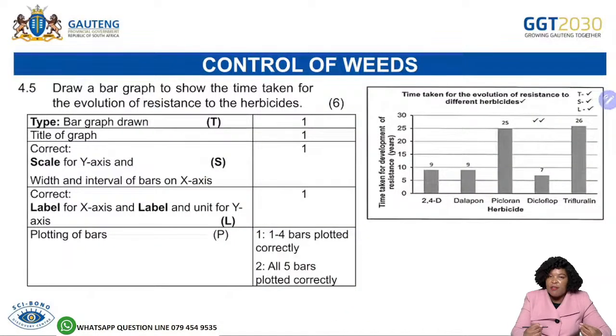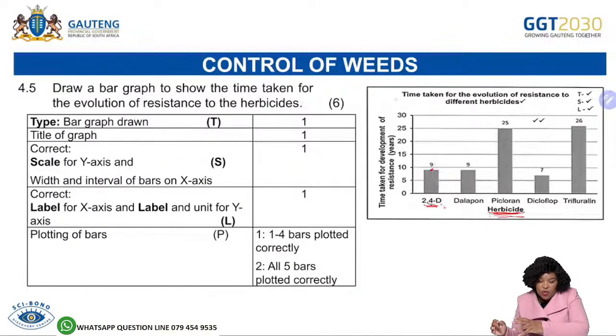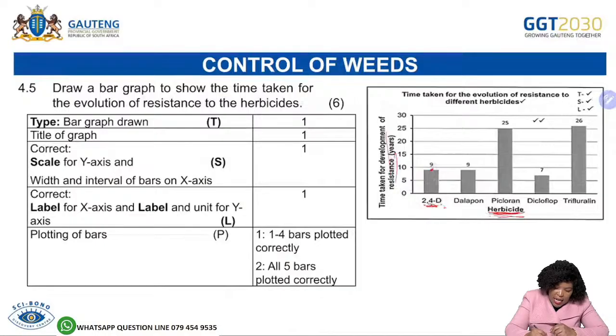So if you are asked to draw a graph on those results, to say, draw a bar graph to show the time taken for the evolution of resistance. Now, it took 9 years for the weeds to be resistant to the 2,4-D. So what are you going to put on your independent variable? Independent variable comes on the bottom or on the x-axis, which is your herbicide, and then on your y-axis it is the time taken, how long it is, dependent on the herbicide that you are giving. So you are going to put that on your dependent variable, which is your y-axis.